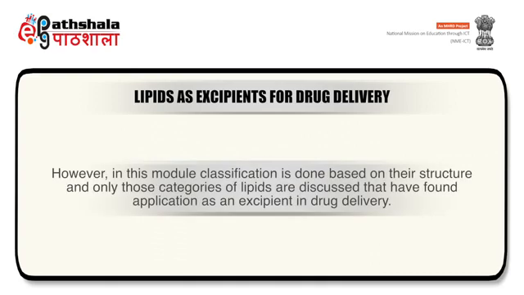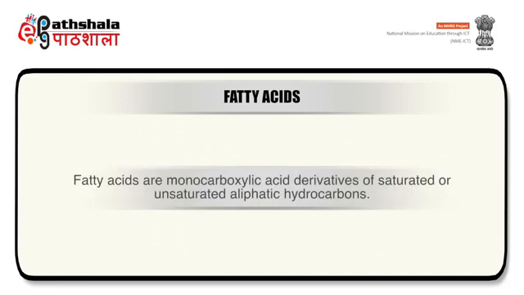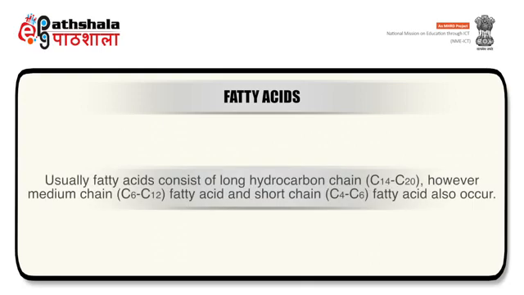However, in this module classification is done based on their structure, and only those categories of lipids are discussed that have found application as an excipient in drug delivery. Fatty acids. Fatty acids are monocarboxylic acid derivatives of saturated or unsaturated aliphatic hydrocarbons. Usually a fatty acid consists of a long hydrocarbon chain, C14 to C20, that means carbon 14 to carbon 20. However, medium chain consists of 6 to 12 carbons, and short chain consists of C4 to C6 fatty acids.